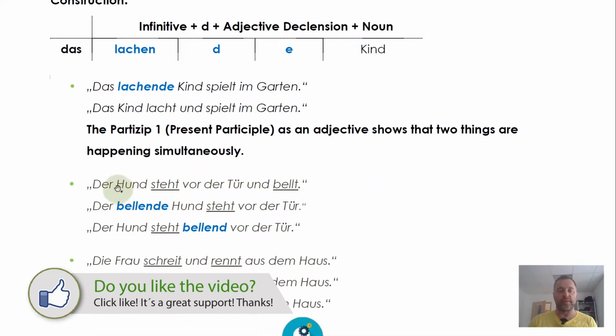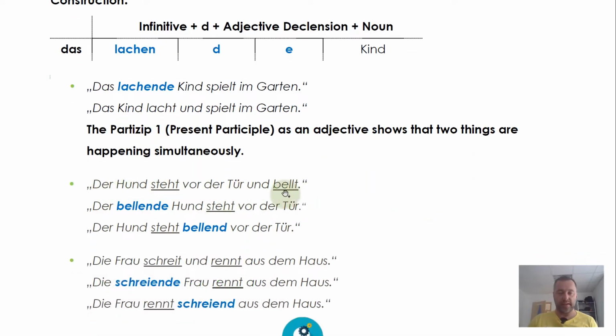Also, for example, der Hund steht vor der Tür und bellt. This is without any participles. The dog stands in front of the door and barks. But we can also say der bellende Hund steht vor der Tür. So, the barking dog stands in front of the door. That's with adjective declension because here we have the adjective in front of the noun.